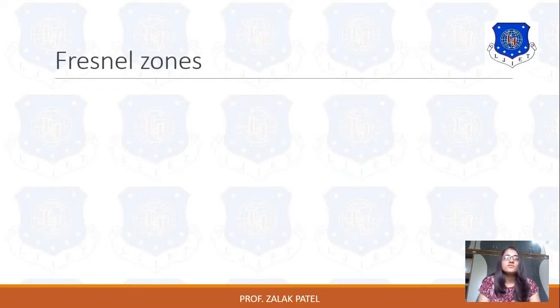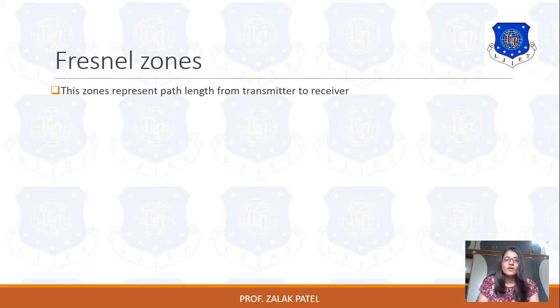Fresnel zones are mainly used for diffraction purposes. We already discussed in the last lecture diffraction and its knife edge diffraction model, in which the diffraction loss is a function of path difference, which is expressed by the Fresnel zone. Fresnel zones represent the distance over which secondary wavelengths have a path length from transmitter to receiver. So it basically calculates the path length from transmitter to receiver end.